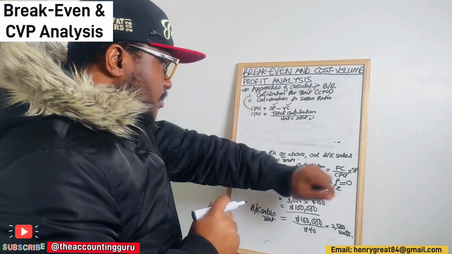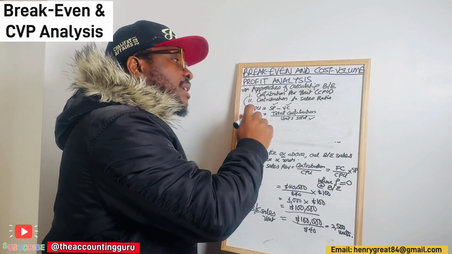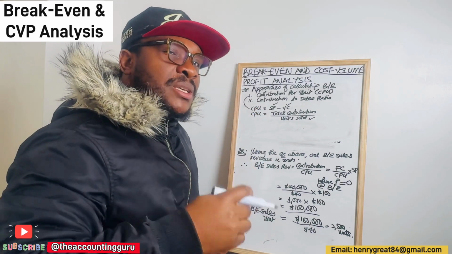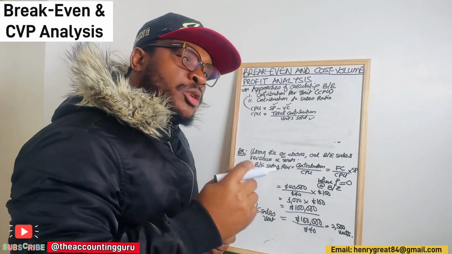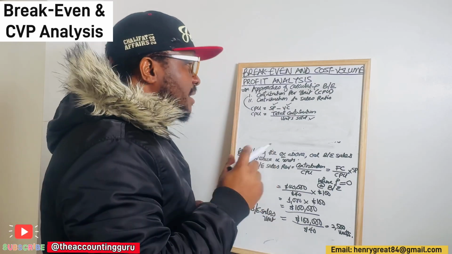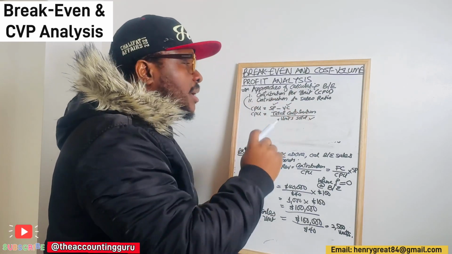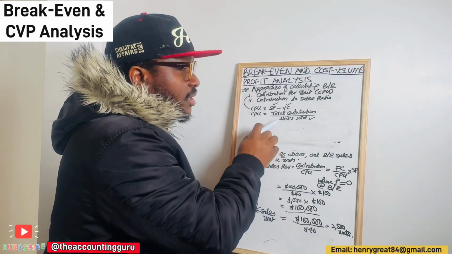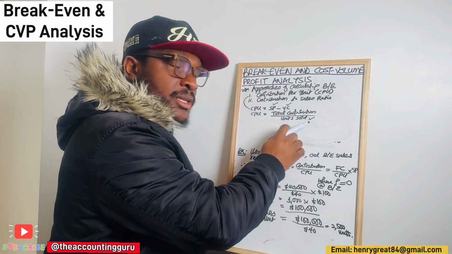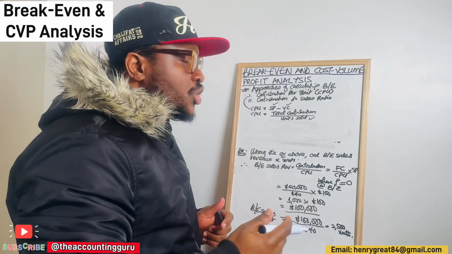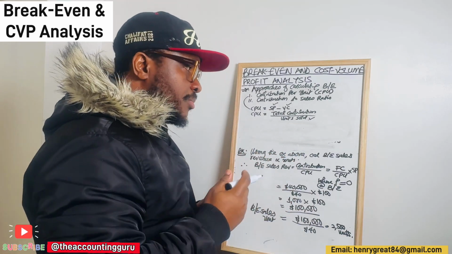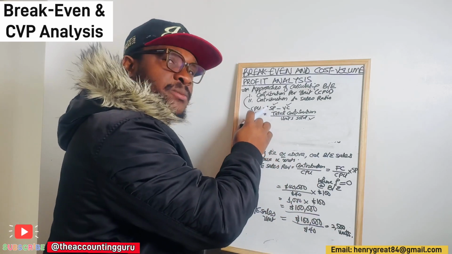Please note, selling price per unit may not be given in the question. Variable cost per unit may not be given in the question, yet you can still use CPU. What is important is that units sold is given. All right. So once units sold is given, that means sales revenue will be given. Just divide sales revenue by units sold. You will get your selling price per unit.